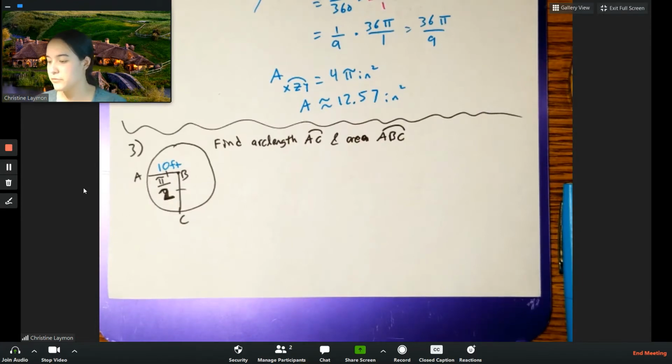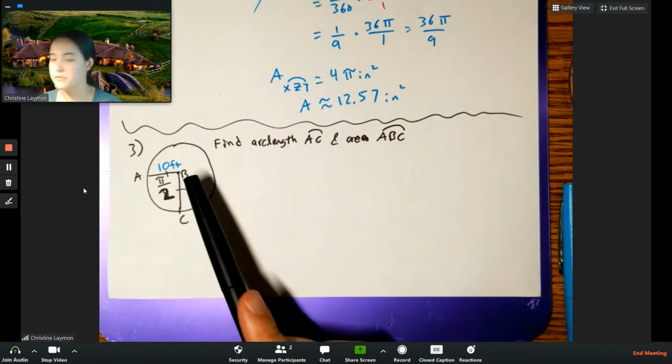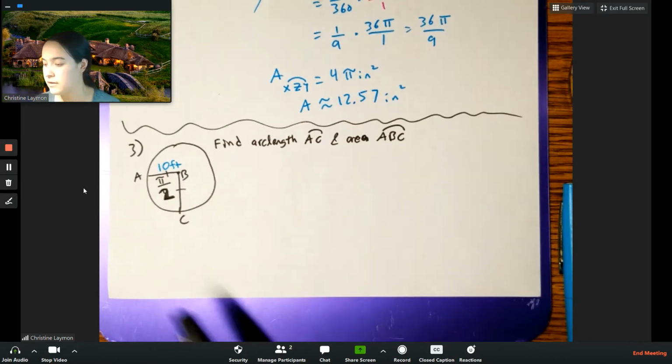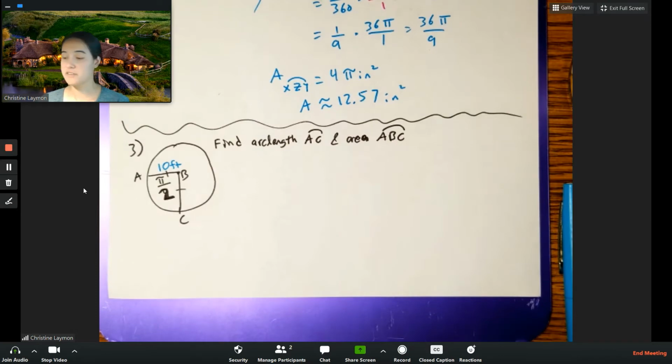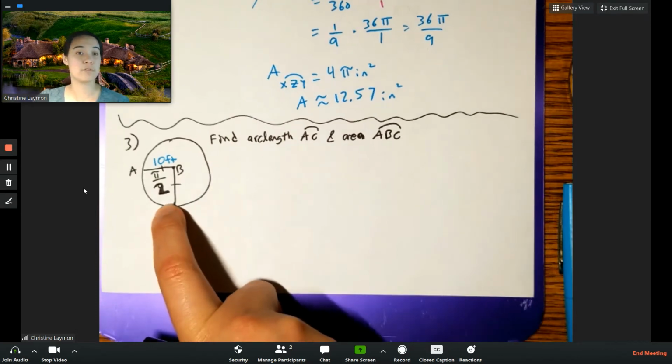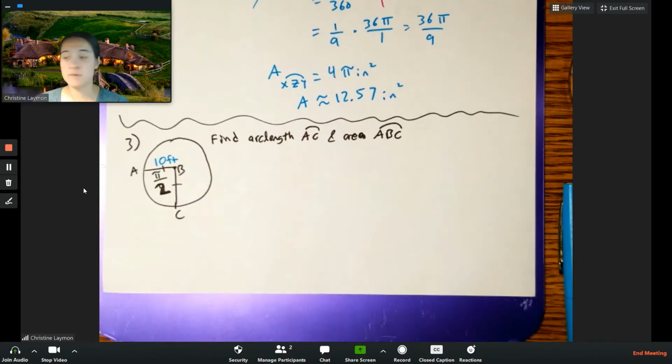In question 3, I have circle B with radius 10. I have points A and C, and I'm trying to find arc length AC and sector area ABC. I know that the central angle is pi over 2, meaning that this time they've given me a value in radians. So I can either use, again, multiplication method or ratio method. It doesn't matter. I'm going to do this using ratio method.